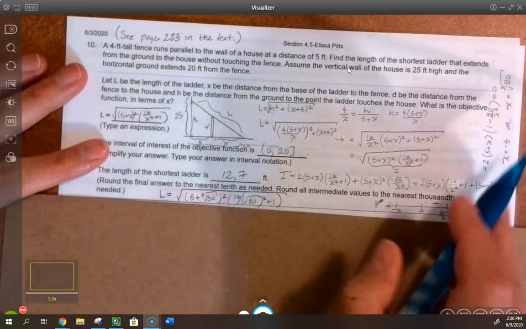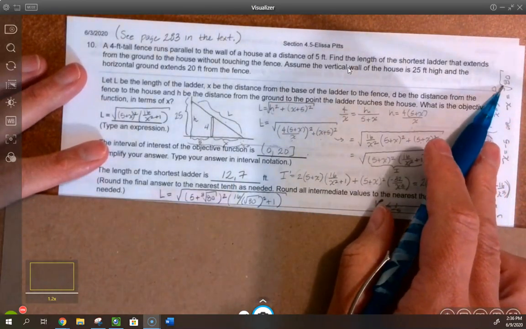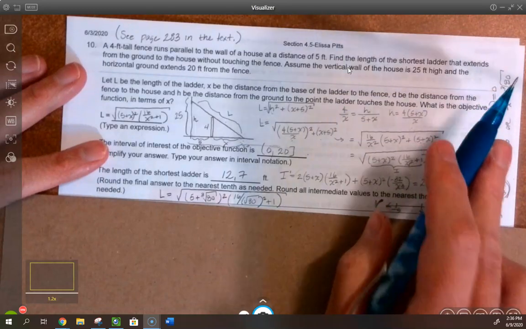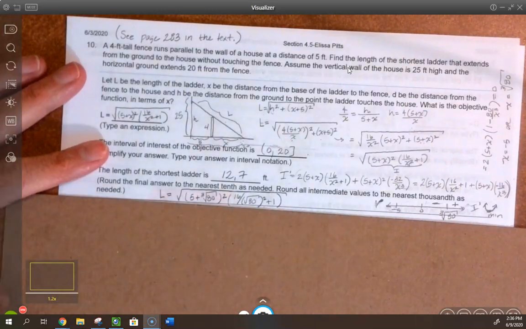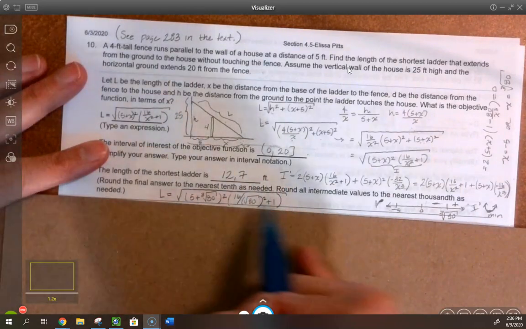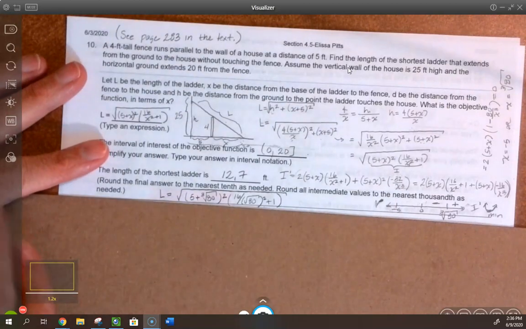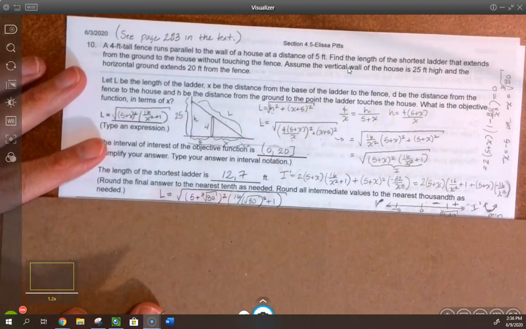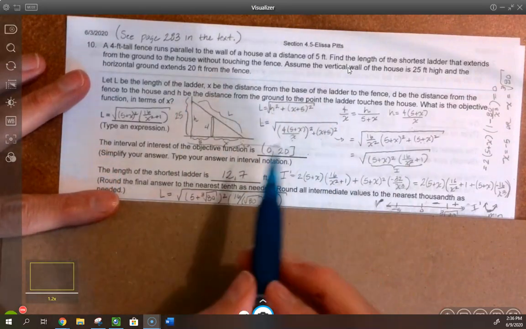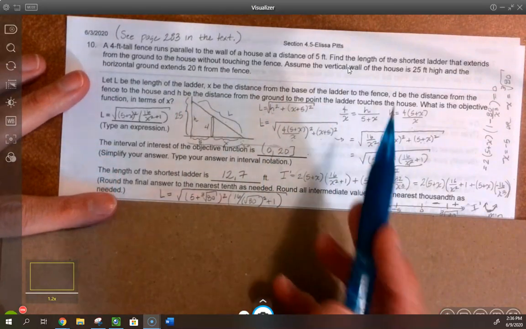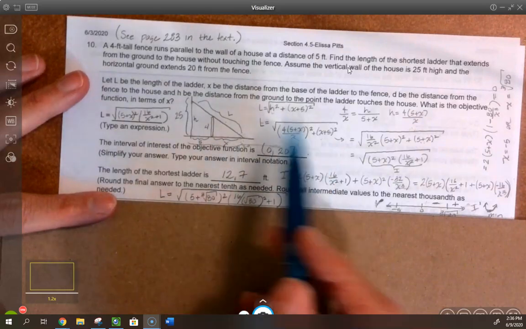So the cube root of 80 is the answer for x, but they want to know the length. You have to take this cube root of 80, put it into this function, and solve for L, and you'll get 12.7. I'll let you verify those pieces. This one was a little bit, I think a lot, hard to follow in terms of what they were trying to get you to draw. Again, there's an example in the book if you want another explanation.